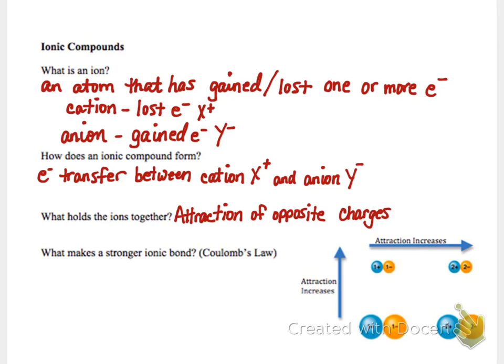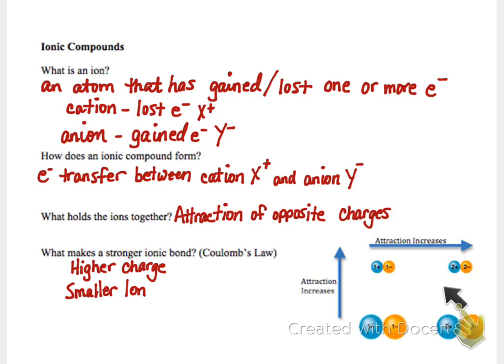What makes a stronger bond? This is Coulomb's law, and we're not going to do the math for it, but you should be able to predict based on size and charge. If it has a higher charge number, so +2 is higher than +1, and +3 is higher than +2. Or if it has a smaller ion, so up higher on the periodic table are the smaller ions, then it's going to make a stronger ionic bond.